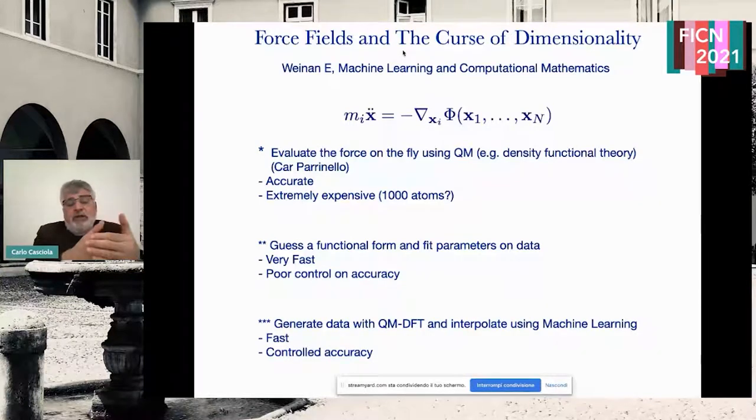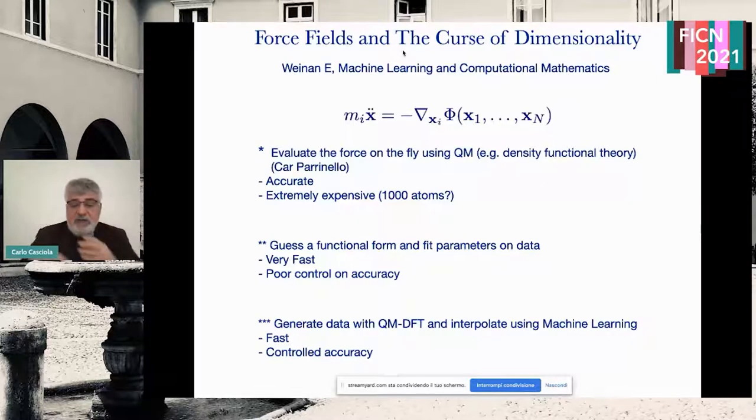So there is need for something else. The straightforward choice would be to try some functional form for these potentials and fit those potentials to the data. This would give very fast procedures. However, there is poor control on the accuracy. So the recent trend in this area is to develop interpolation techniques for systems which live in a hugely dimensional phase space, and this is done using modern machine learning techniques. This leads to fast algorithms with controlled accuracy.